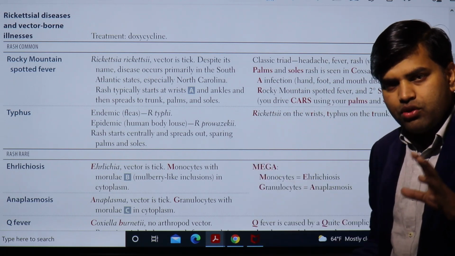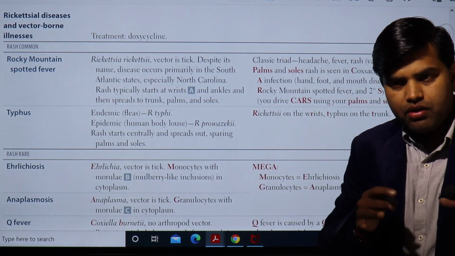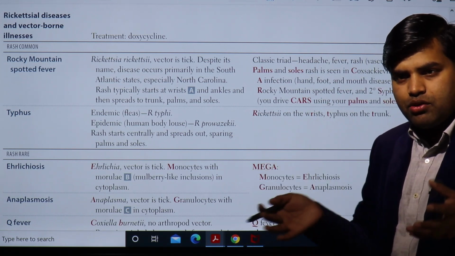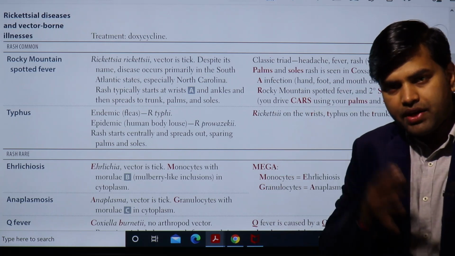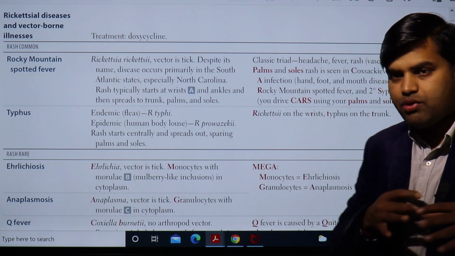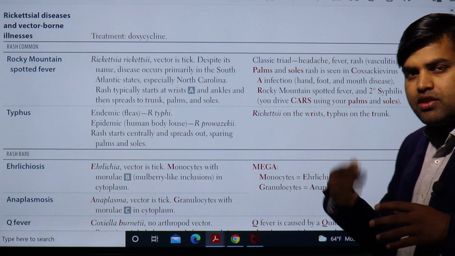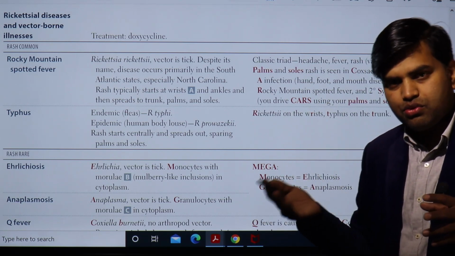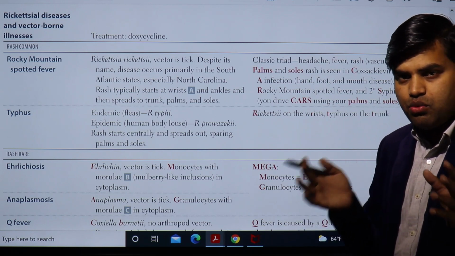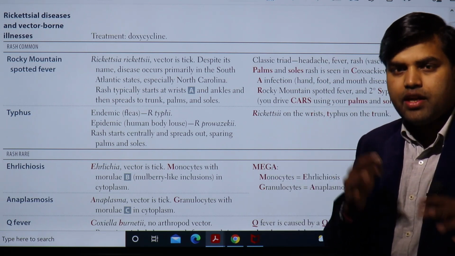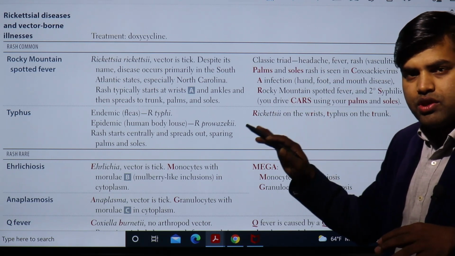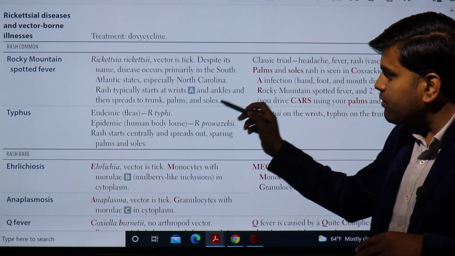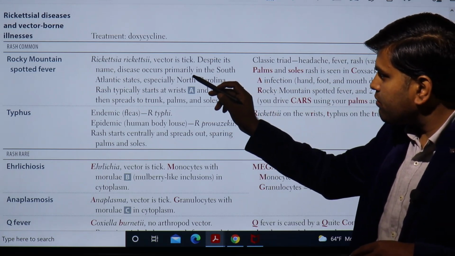One more thing: typhus should not be confused with typhoid. Typhoid is caused by Salmonella species, a bacterial disease, and Kathmandu is the capital city of typhoid. Here we are talking about typhus. There is another disease, scrub typhus, which is also common in Nepal and is caused by Orientia tsutsugamushi, but it is less common in the USA, so it is less commonly asked.